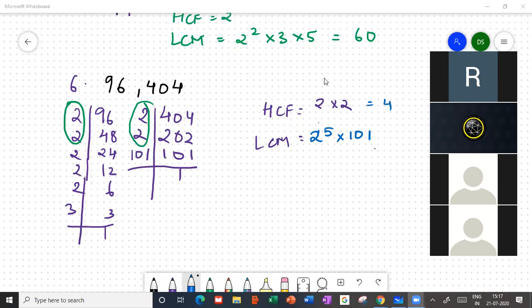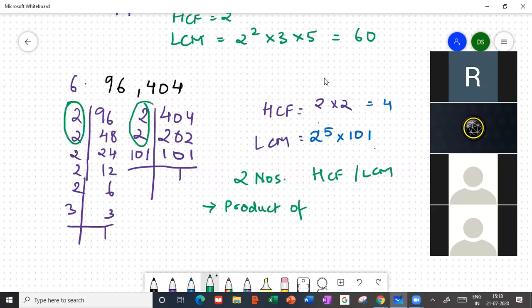Yes, okay. So what I was trying to tell you here is that you have been given two numbers, right? When you are given two numbers, and suppose you are given the HCF or LCM, you use this property, which is nothing but the product of two numbers is equal to HCF into LCM.